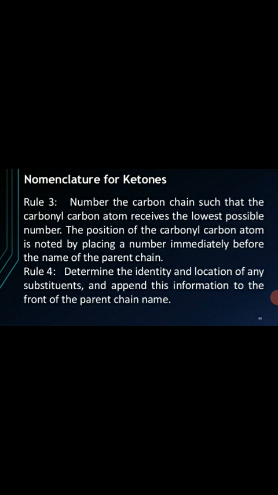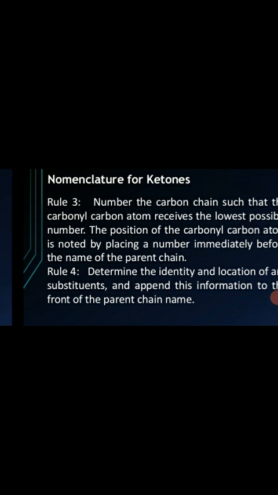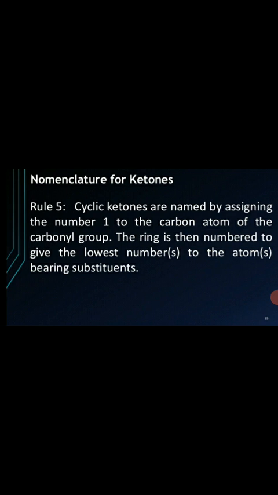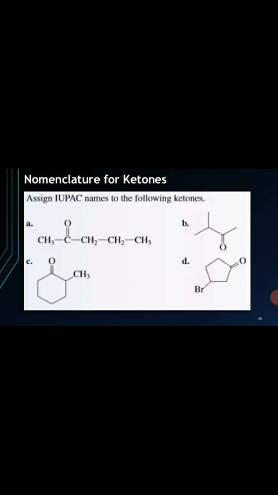Rule 4 is to determine the identity and location of any substituent present and append this information to the front of the parent chain name. If any substituent is present, then it will be prefixed to the parent chain name. The next rule is that cyclic ketones are named by assigning the number 1 to the carbon atom of the carbonyl group. The ring is then numbered to give the lowest number to the atom bearing the substituent. Now you can just apply these rules for naming these ketones.